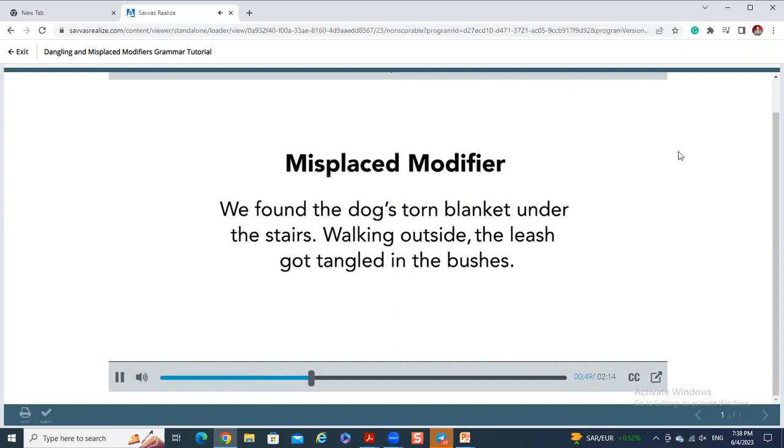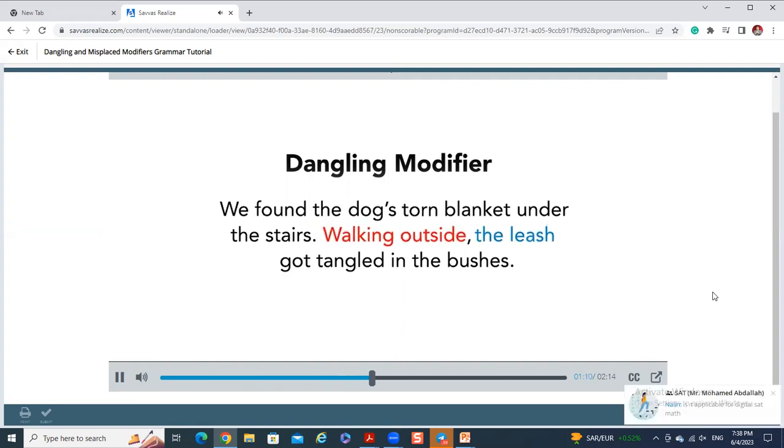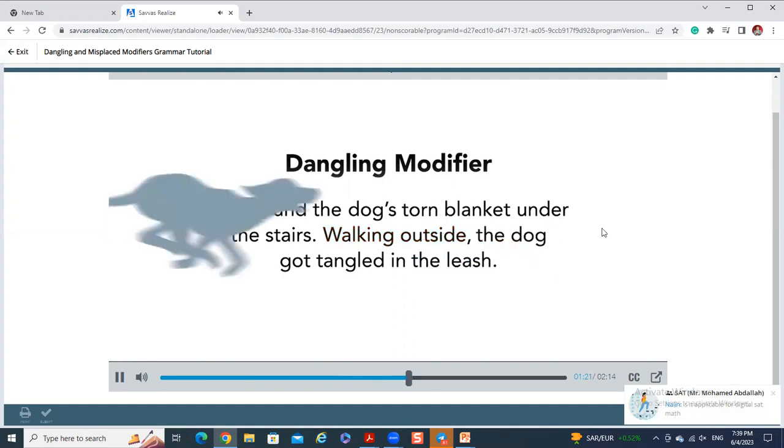Walking outside, the leash got tangled in the bushes. The leash isn't walking, the dog is. This type of misplaced modifier is a dangling modifier. Walking outside should modify the dog. After all, the dog was doing the walking. Instead, these words modify the leash. This modifier is left dangling out in front. As it reads now, the modifier, walking outside, is dangling out front incorrectly. How about, walking outside, the dog got tangled in the leash?